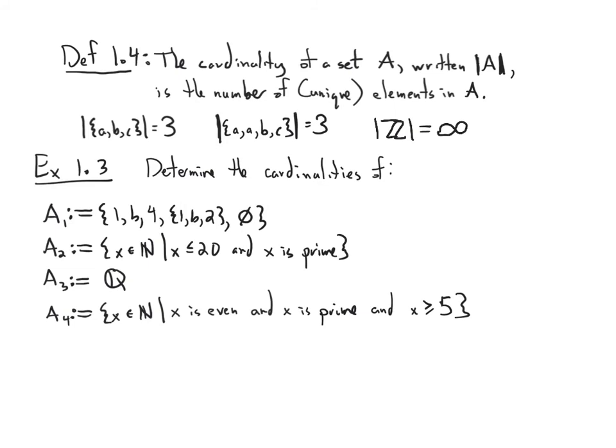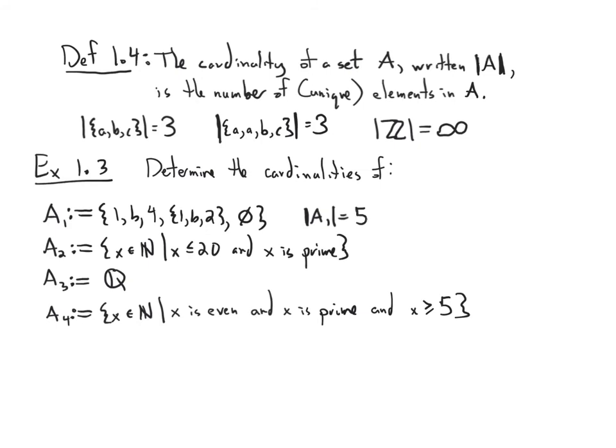Let's find the cardinality of the following 4 sets. Again, pause the video, give it a go, see if you can work out the cardinality of each of these. Okay, now that we're back, well, the first one, this is the same set from the previous slide, so we know the cardinality of that. We counted them, there were 5 elements. Those 5 elements were 1, B, 4, the set containing 1, B, and 2, and the empty set. So the cardinality is 5.